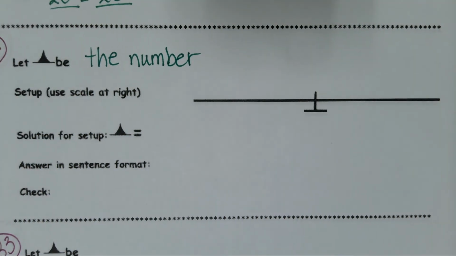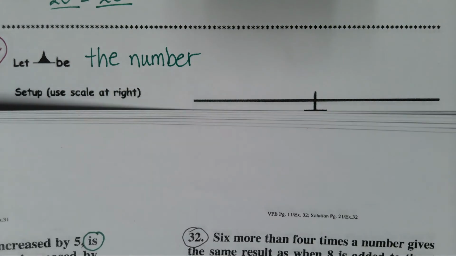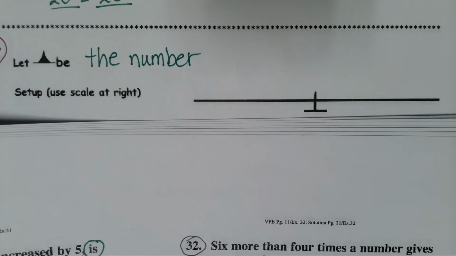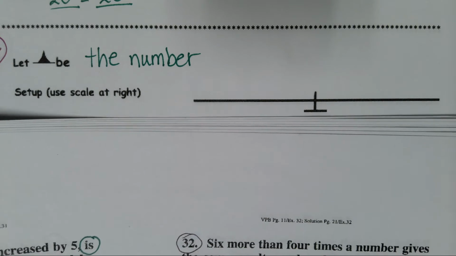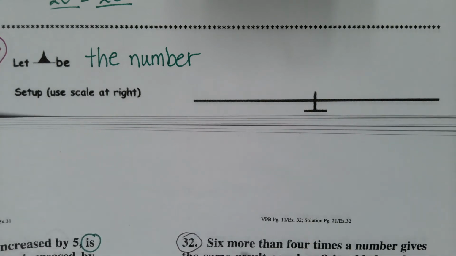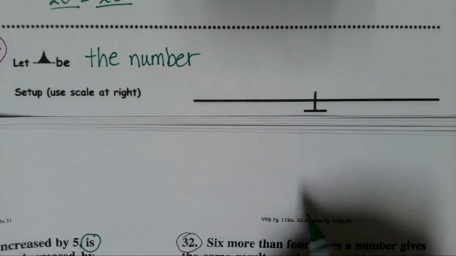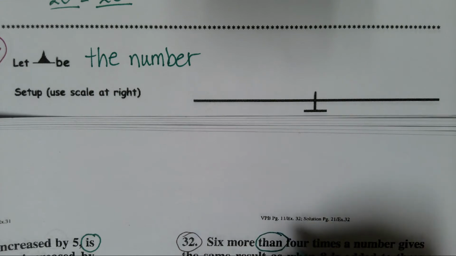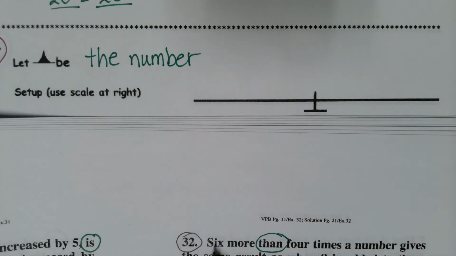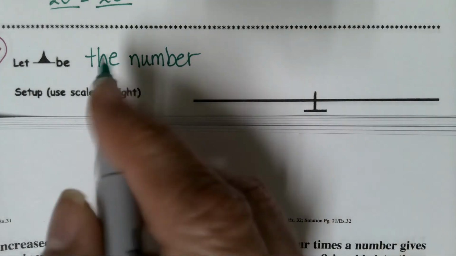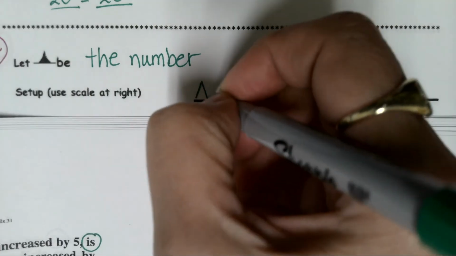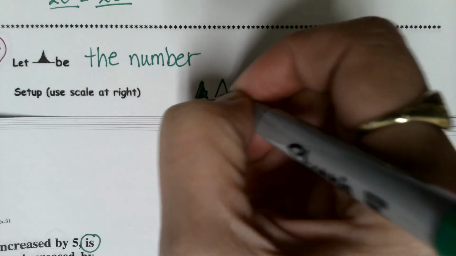Now let's set up. Six more than 4 times the number. I see the word than, and whenever I see the word than, it means that whatever is in front of it is going to come at the end of the next thing. So 4 times a number is simply, since the number is pawn, we have 4 of them, so we're going to draw 4 pawns.